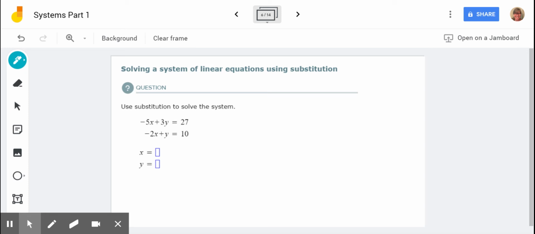I'm going to give you 2 lines, and you're going to have to solve it 3 ways: by graphing, substitution, and elimination. Okay, so here we go.